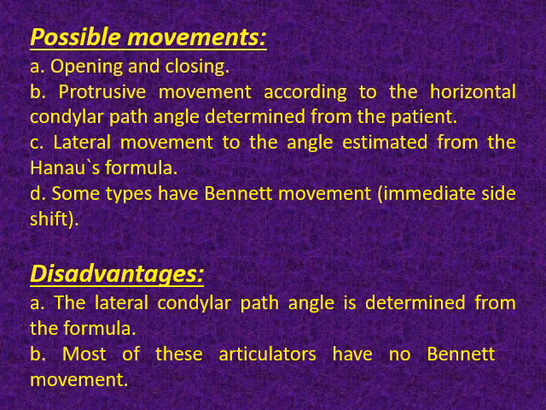Possible movements of the semi-adjustable articulator: opening and closing, the same as the previous articulators. Protrusive movement according to the horizontal condylar angle determined from the patient, while the lateral movement is according to the angle estimated from Hanau's formula. Some of these types have a minute movement, that is, immediate side shift movement. Disadvantages: the lateral condylar path angle is determined from the formula explained in the previous slide, and also most of these articulators have no minute or side shift movement.